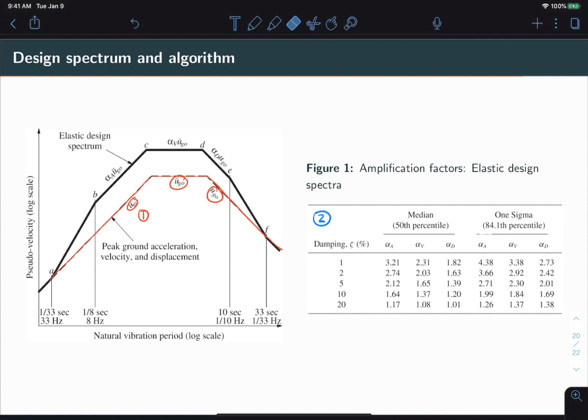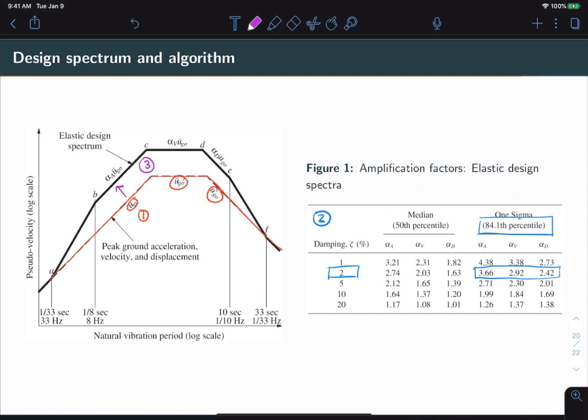Let's say we will go with the 1 sigma spectrum and 2% damping. And that way we will pick our values for alpha A, V, and D. Step 3 involves amplifying our respective segments of the spectrum.